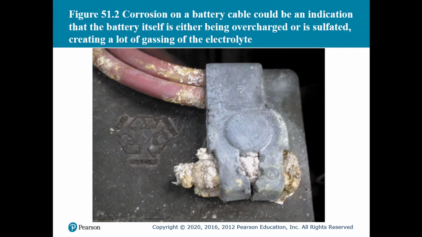Here's an example of a dirty battery terminal. There is a good potential that there could be corrosion between the terminal and the post as well, and that it could also grow up into the wire, causing a voltage drop or excess resistance in the wiring.